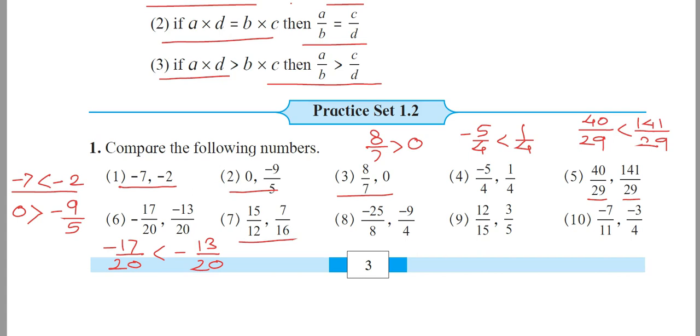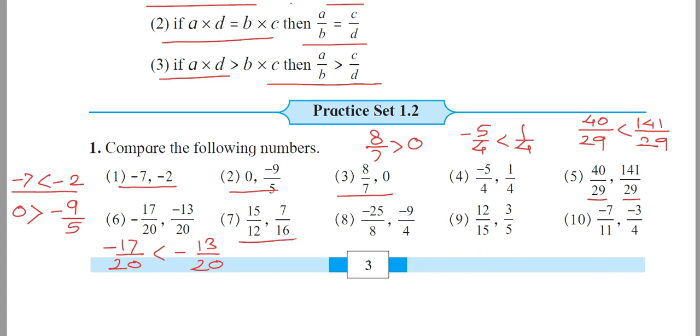Now we'll see the practice set 1.2. Compare the following numbers. The first pair is minus 7 and minus 2. Now here minus 7 is less than minus 2. For the second one, 0 and minus 9 by 5. Now in this case, 0 is greater than minus 9 by 5. Now third is 8 upon 7 and 0. Now it's clear that 8 upon 7 is greater than 0.